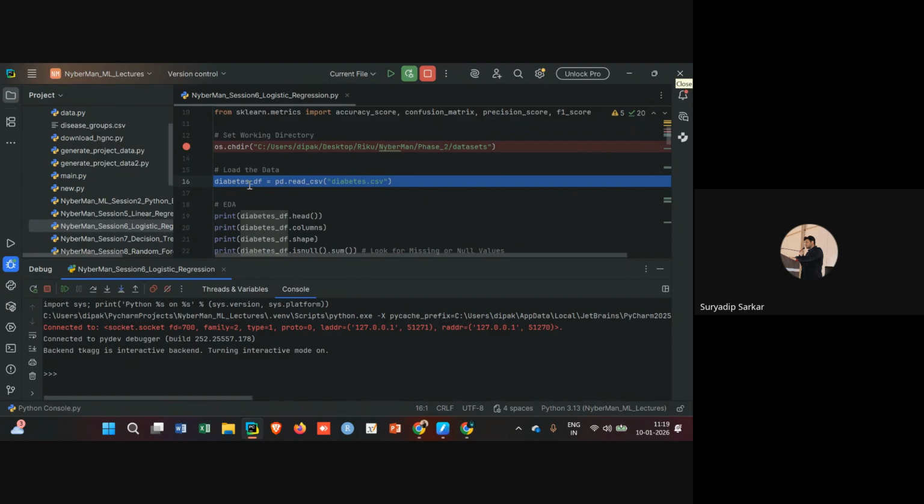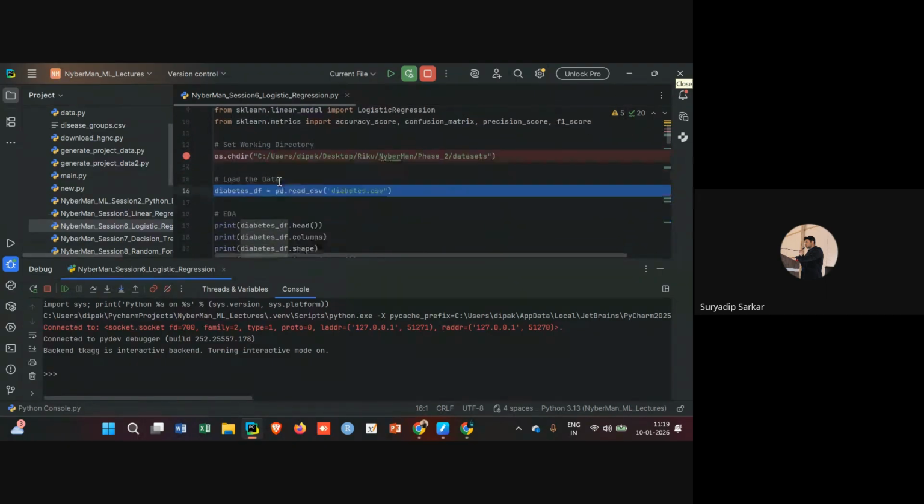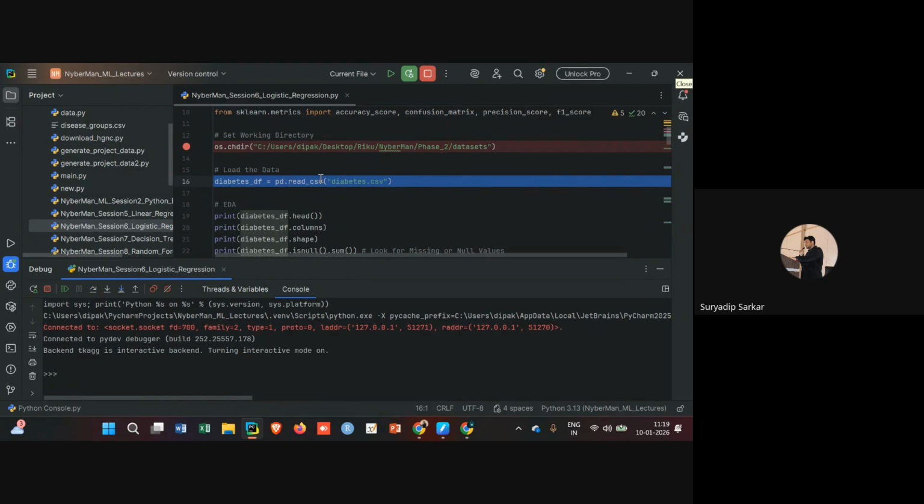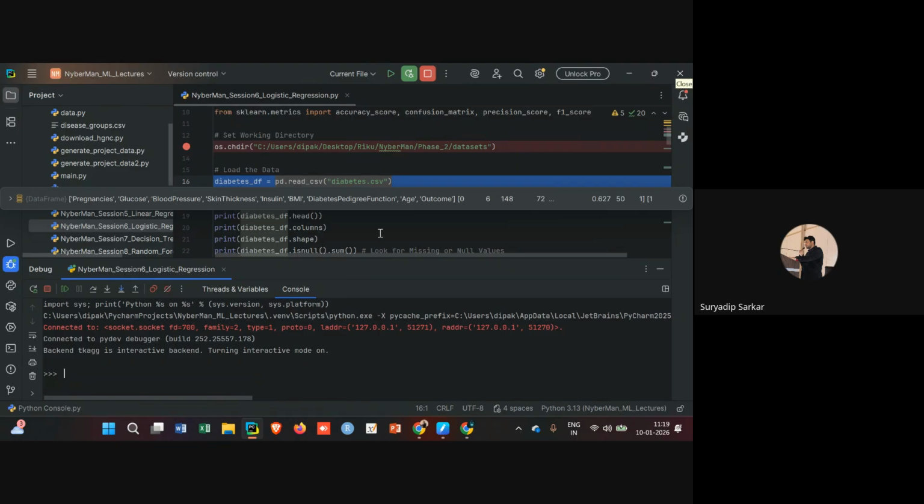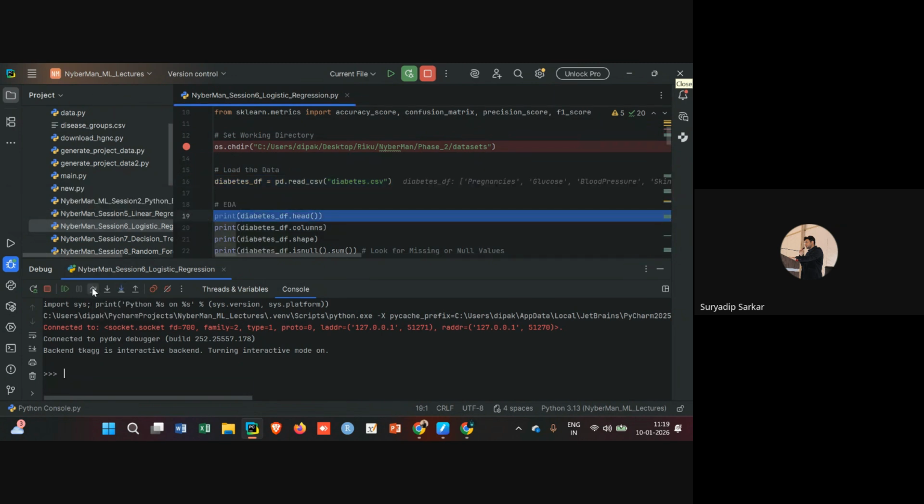Most of the time you will be doing it like this, where you use pandas. Pandas has a function called read underscore CSV, and you can use that function to load the data. If I run this line, you can see that it has now loaded the data into this data frame, diabetes underscore pdf. This worked with only the name of the file because I have set the working directory here, so it looked for this file inside this working directory. If I hadn't set the working directory, I would have to give this entire path here as a string. That is how it usually works.